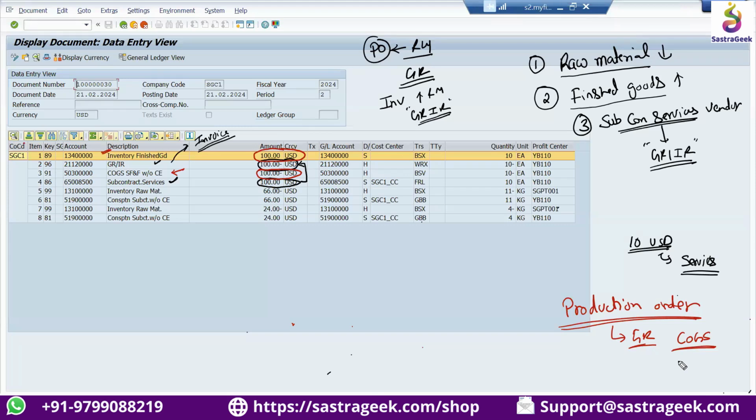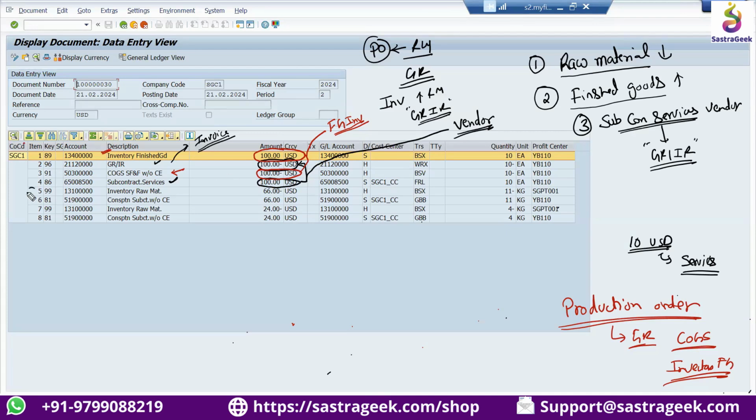When you do the GR against the production order, your cost of goods sold account gets hit, and your inventory of FG or SFG accounts get hit. So these two accounts are for your finished good inventory. Finished good inventory is hitting, the cost of goods sold account got hit, and your inventory finished good account got hit. Two accounts got hit. And the one which I mentioned in the black, this is for your vendor payment which got hit.